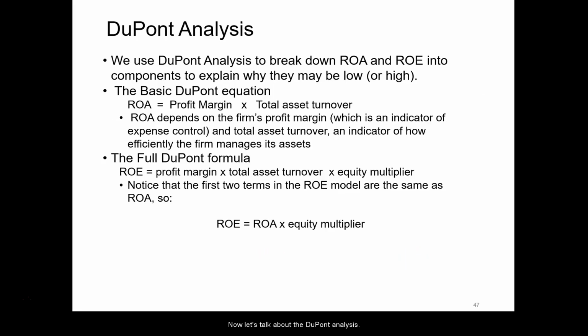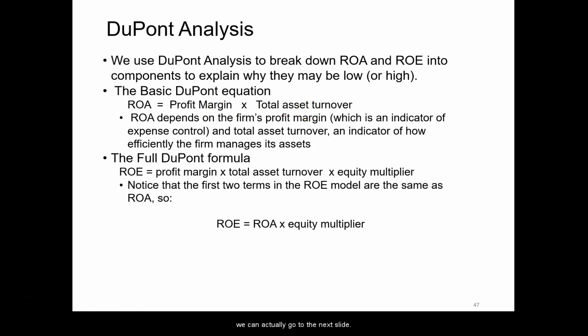Now let's talk about the DuPont analysis. DuPont analysis is not really about a new set of ratios. It's more about using whatever we have learned so far about different groups of financial ratios to explain the ROA and ROE of each company. We can look at this basic DuPont equation. The basic DuPont equation is about ROA, and we can write ROA, which is the net income available to common stockholders over total assets, and that can be decomposed into profit margin multiplied by total asset turnover.